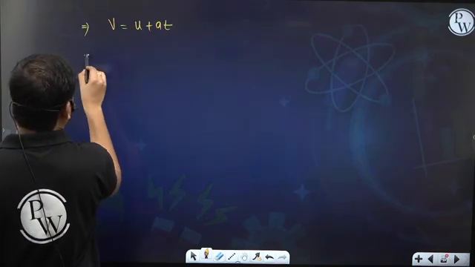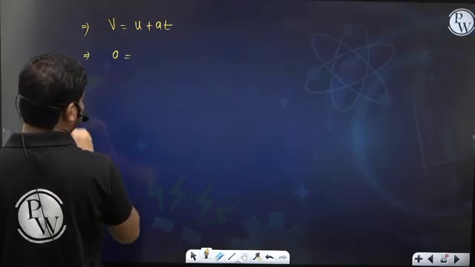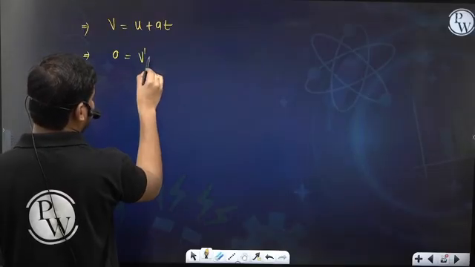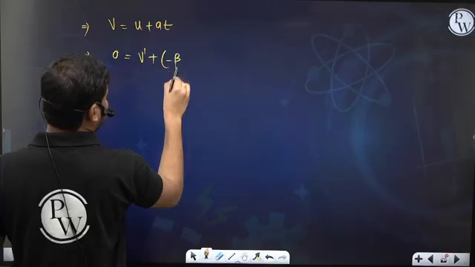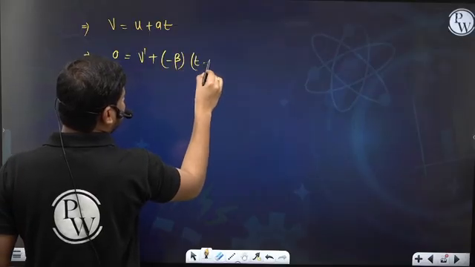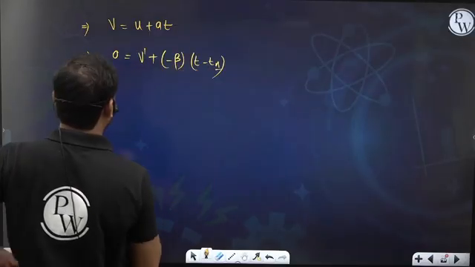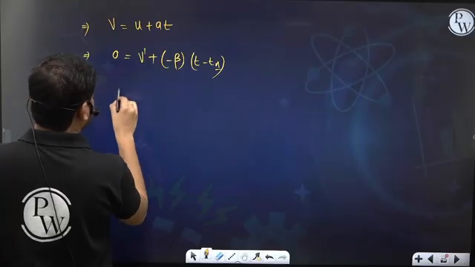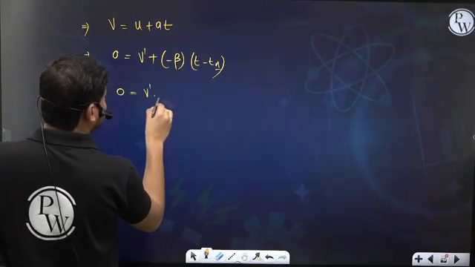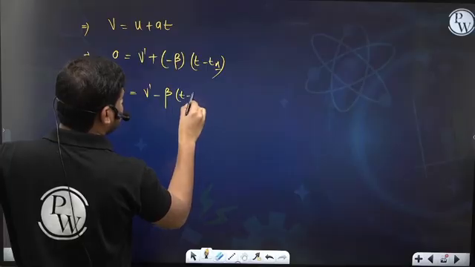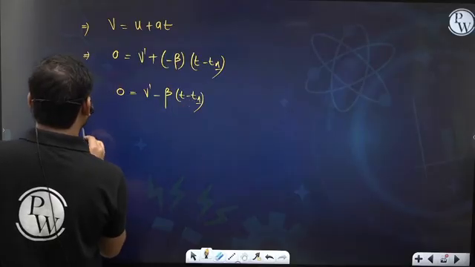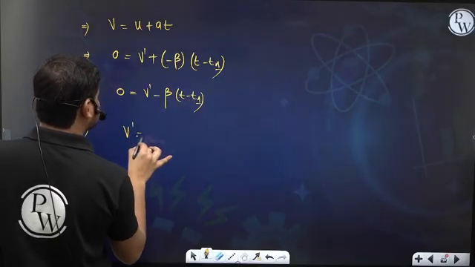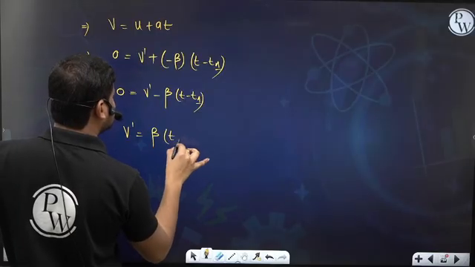So the final velocity v is 0. The initial velocity is v dash, and the acceleration is minus beta. The time taken is t minus t1. So I can write 0 is equal to v dash minus beta into (t minus t1). From here, v dash is equal to beta into (t minus t1).